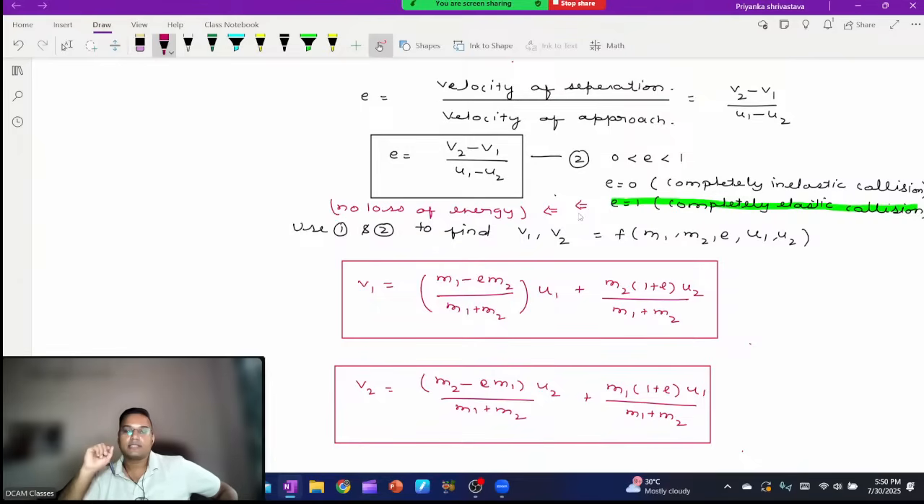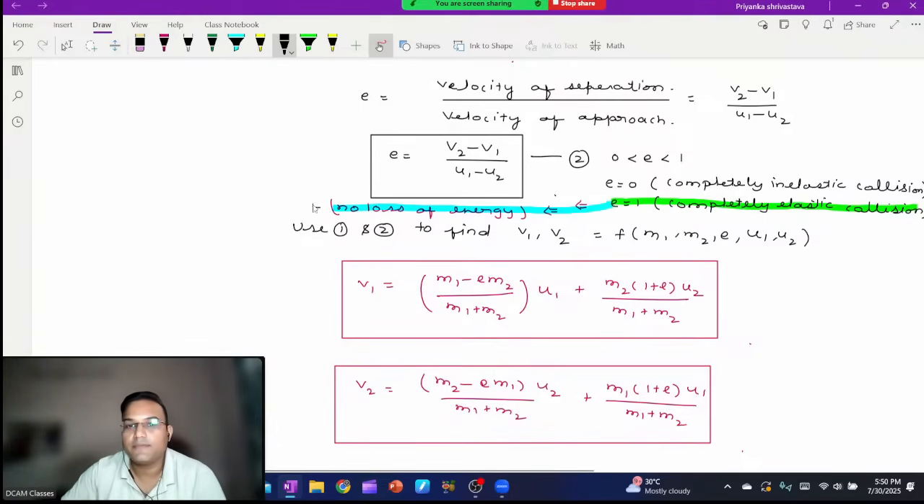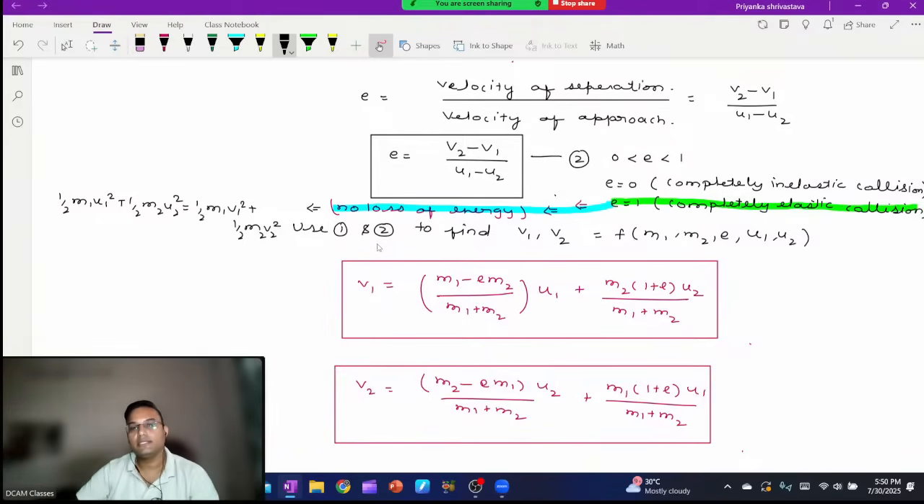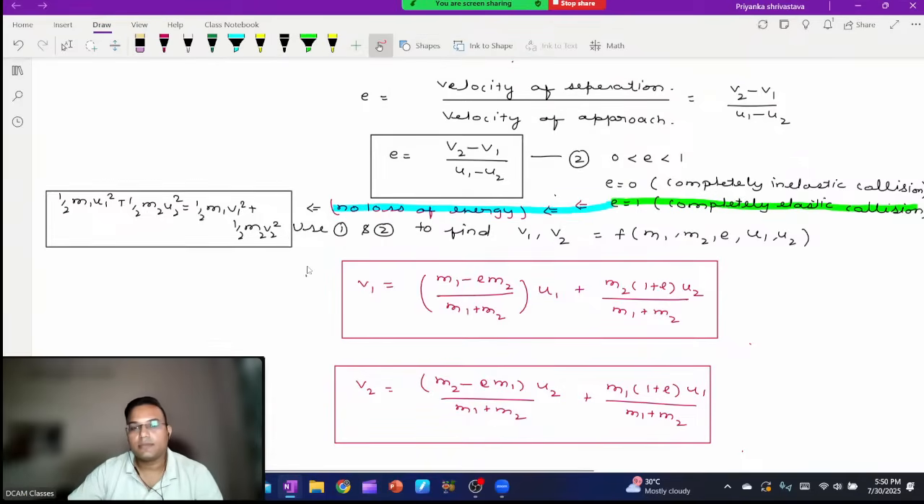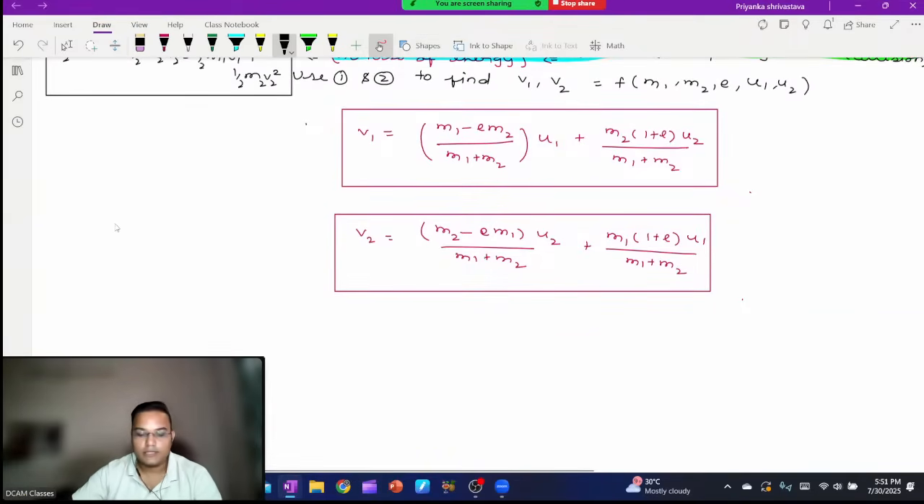This is completely elastic collision in which no loss of energy takes place. The important thing for us, for problem solving, is that loss of energy is not there. So in this case, we can make use of the law of conservation of energy: half m1 u1 square plus half m2 u2 square will be equal to half m1 v1 square plus half m2 v2 square. This will hold for completely elastic collision. These things you need to know. Now, I'll ask you to derive some results based on these two formulas. This will give you some more insight.